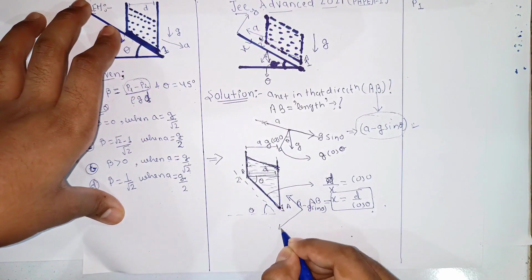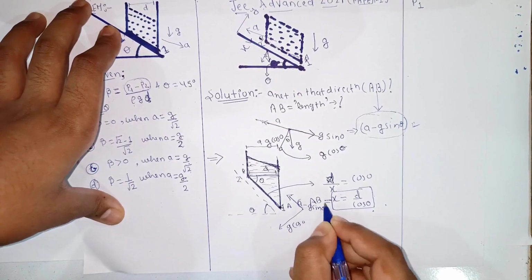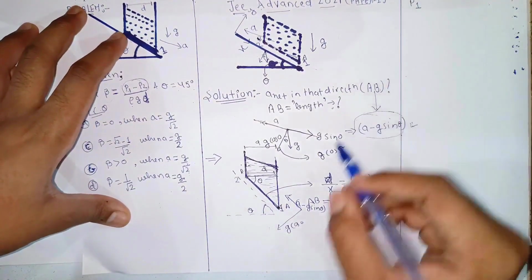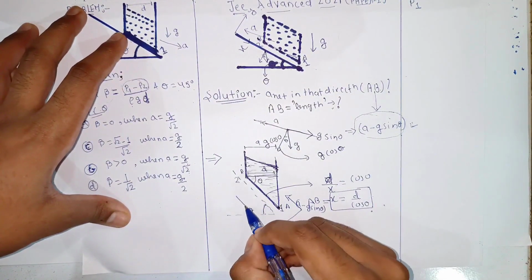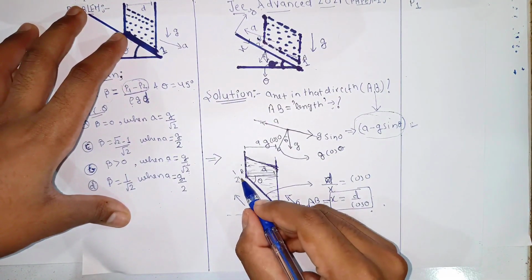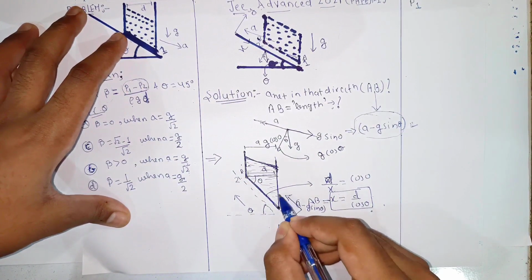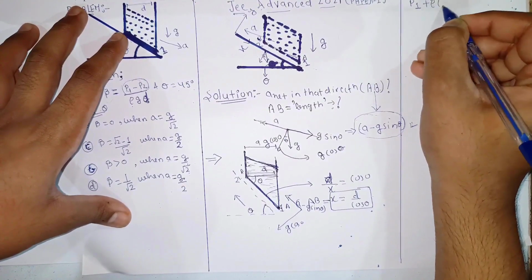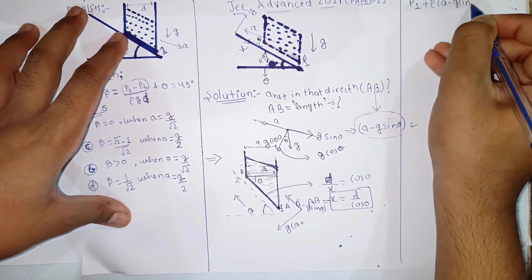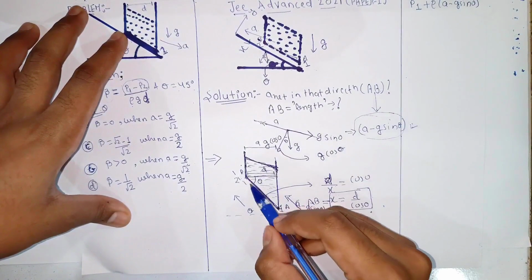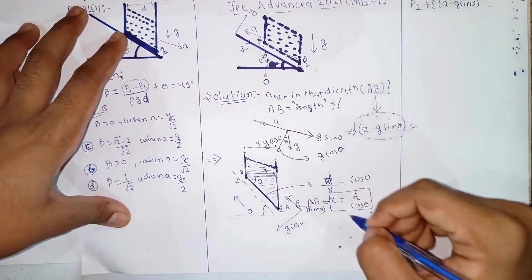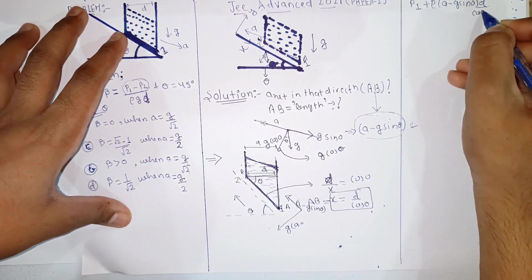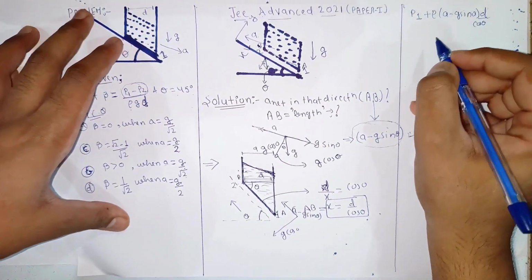And this was g cos theta. Okay, I am writing it like this. Now let us travel from this point to this point. Since I am traveling along the direction of acceleration, I will be taking a positive sign: rho a minus g sin theta, into the length of the path AB, which was d divided by cos theta.